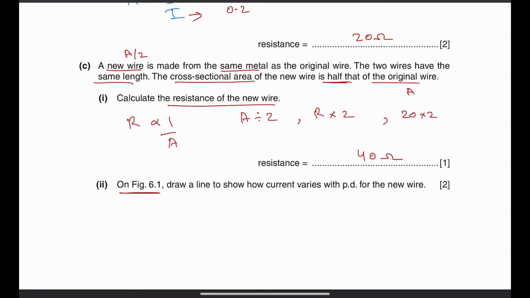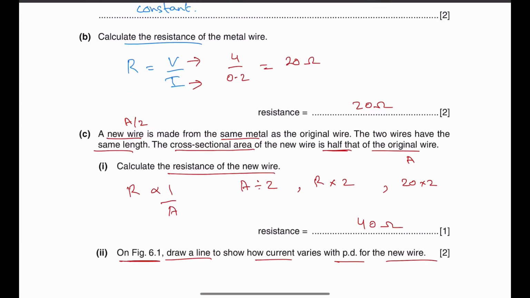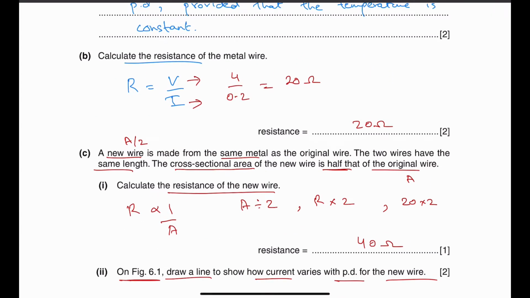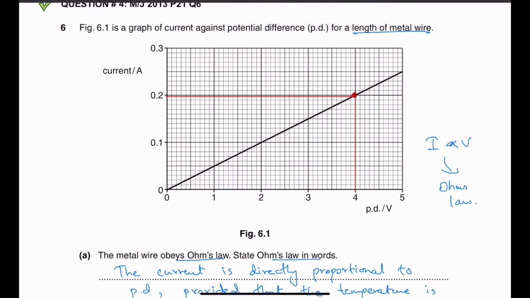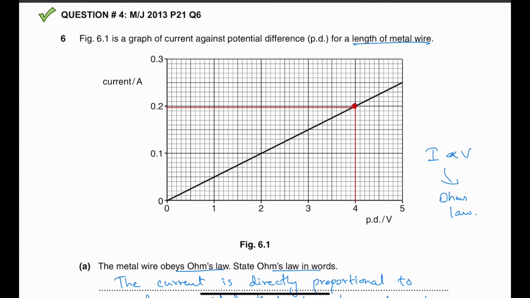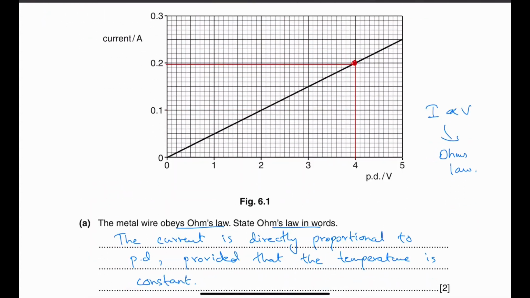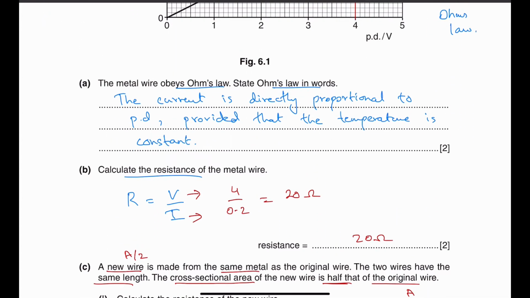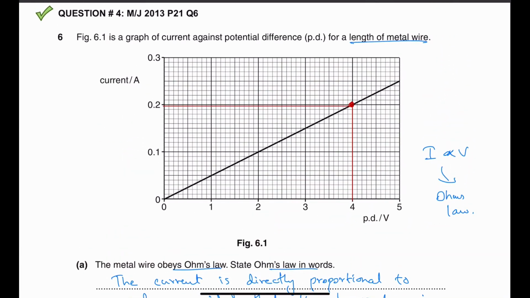Now on figure 6.1, draw a line to show how the current varies with PD for the new wire. So now they basically want us to sketch the graph for this new wire whose resistance is double that of the previous wire. And you basically have to think of it this way. Resistance is the ratio of voltage and current, right? It's V over I. So for each value of V, the current is now going to be half of the previous one. Why? Because the resistance is doubled, so the current does not increase as much.